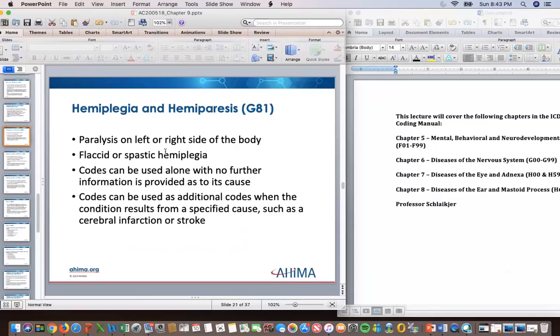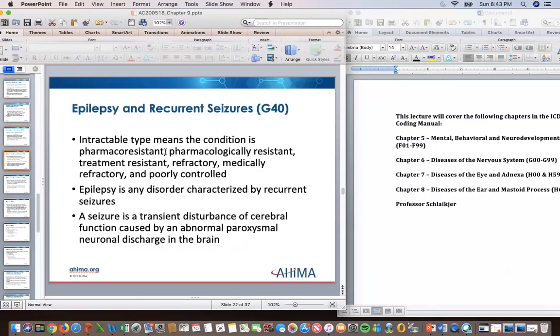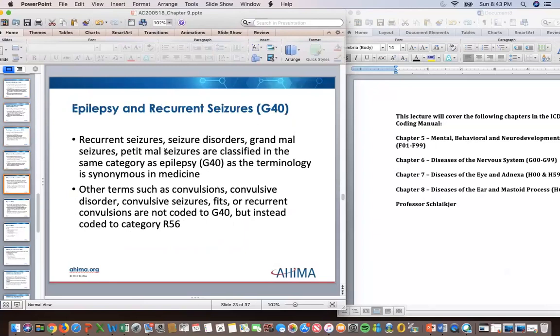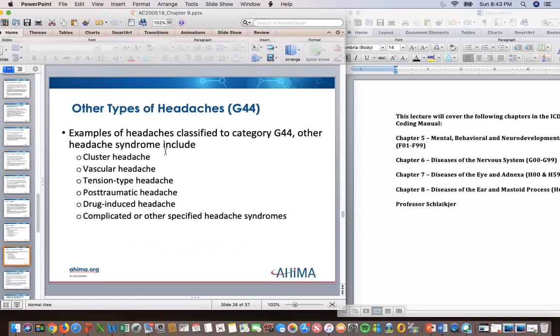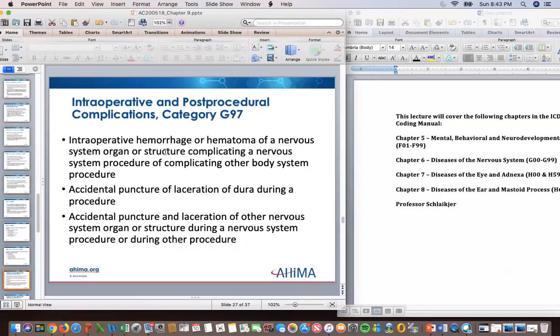We have cerebral palsy to follow this, hemiplegia, hemiparalysis again, epilepsy and recurrent seizures fall into this category. The migraines also and other types of headaches, so it's very interesting, especially since I know a lot of people have headaches and migraines, so it's kind of interesting to see how they're coded out.